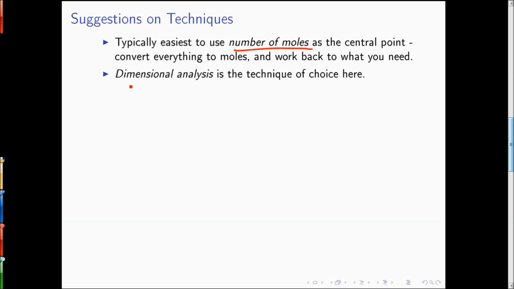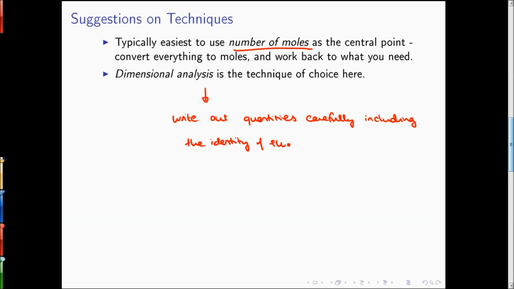And in particular, the dimensional analysis technique is a technique of choice here. Because at the end of the day, all you have to do is to write out your units. So the trick here is to write out quantities carefully, including the identity of the substance. And be careful to cancel out units as appropriate.